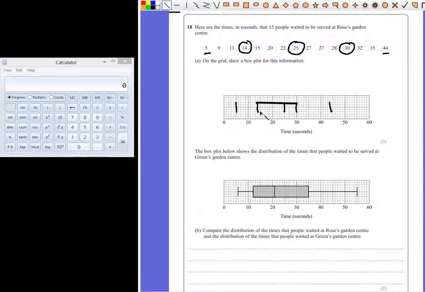The quartiles are joined up with a box, then a line goes from the middle of the box to the maximum and the minimum values. And this is our box plot.